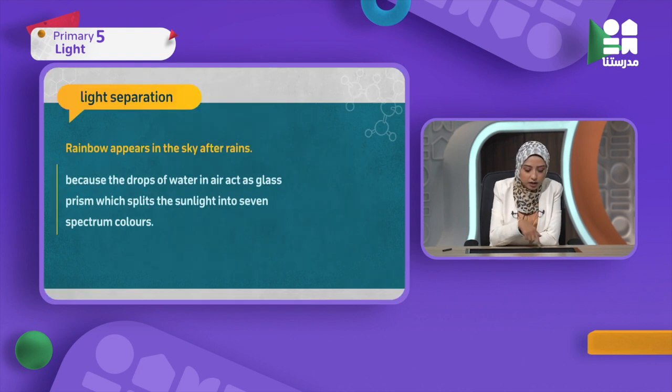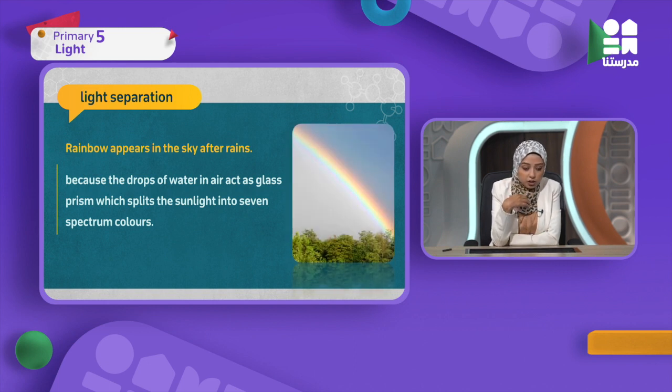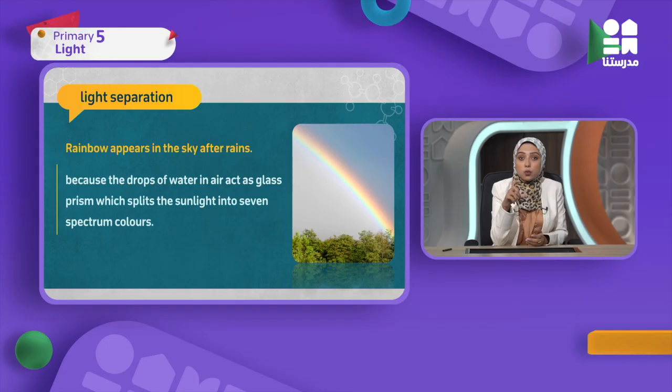اوكي، طيب الرينبو we saw بنقدر ان احنا نشوف the rainbow in the sky after rains. Why we see rainbow? Why there's a rainbow appears in the sky after rains? اتفقنا ان الجلاس بريزم الوايت لايت لما بيعدي عليه بيطلع 7 spectrum colors. طب ما الوايت لايت موجود في السماء اللي هو السان لايت. طب والجلاس بريزم؟ the water drops. الووتر دروب it acts as glass prism.